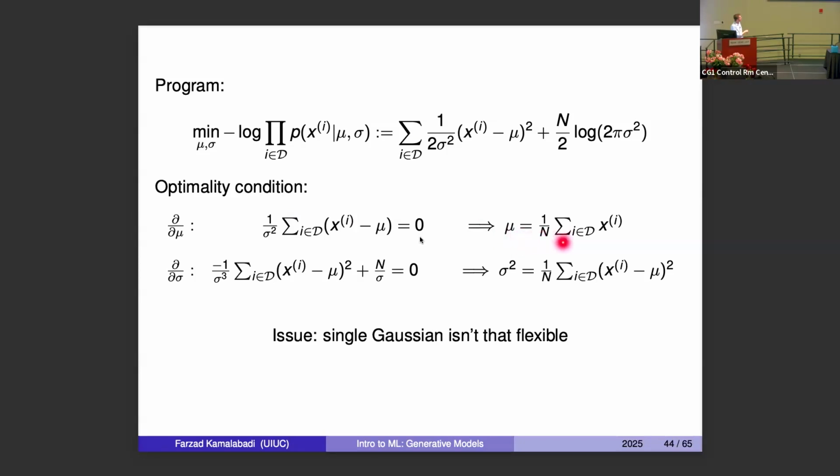And lo and behold, what is the mean that we estimate? It is just the sample mean. You take the average of all of the data points, and that gives you the mean. And that's exactly what we did for k-means. So it's just a sanity check, right? We set up the optimization, we solve it analytically, and it tells you what the optimum choice for the cluster center should be. Then we do the same thing for the standard deviation.